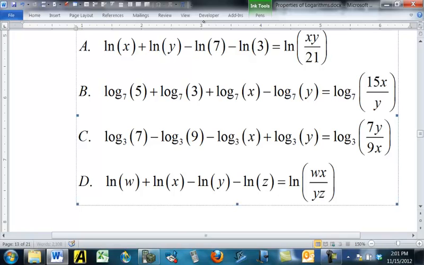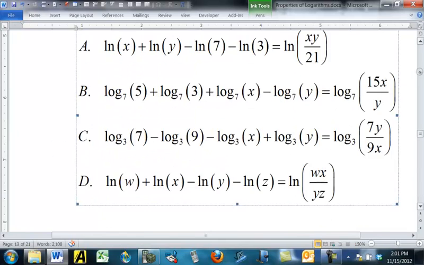The next one, we're going to put them together, and they're all log base 3, so the answer's log base 3, and they're all 1 or negative 1, so we can put them together. So the top, you're going to have a 7 and the y are the positive ones, so that would be 7y. The 2 negative ones are the 9 and x, so that's 9x for the denominator. And you can see the last one is ln of wx over yz again.